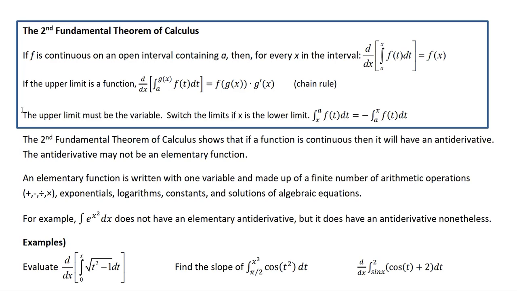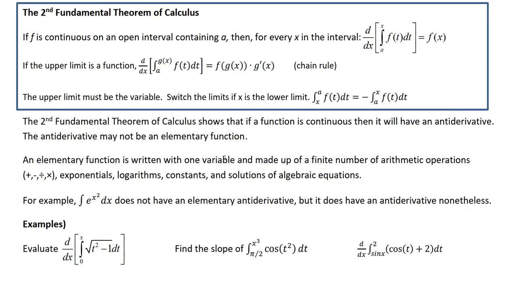All right. The upper limit must be the variable. So if the lower limit is x, we need to switch the upper limit there. If a is the number and x is the bottom value, then we just flip that around, and when we do that, we get the negative of that integral, and we can do that very same process.